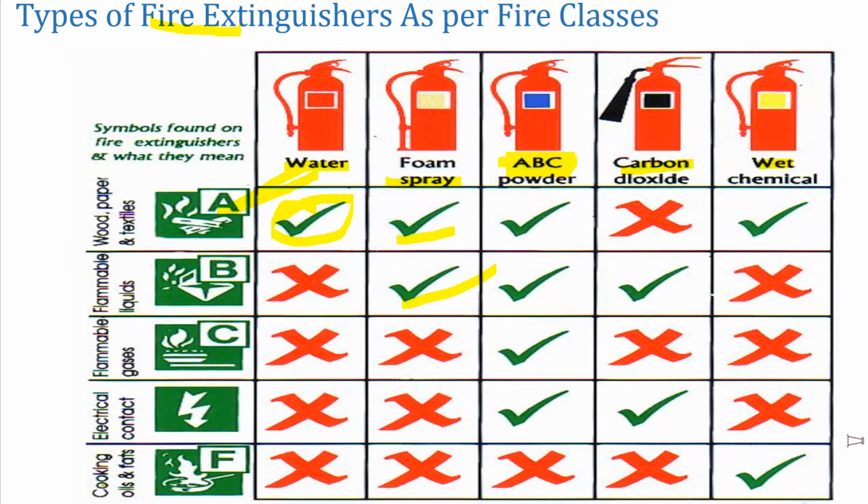Means it can be used if there is a fire that has occurred due to burning of paper or any other solid material, or if there is a fire due to burning of flammable liquids like petrol or diesel. Foam spray fire extinguisher can be used to extinguish both of these types of fires. And next one is your ABC type fire extinguisher. So why is it called ABC type of fire extinguisher?